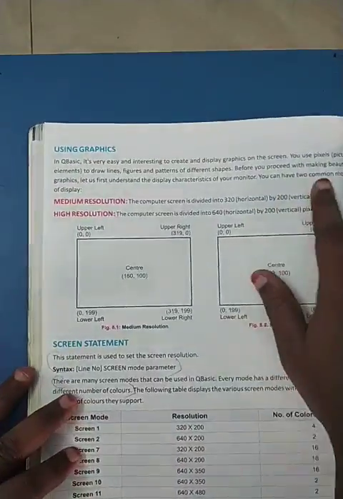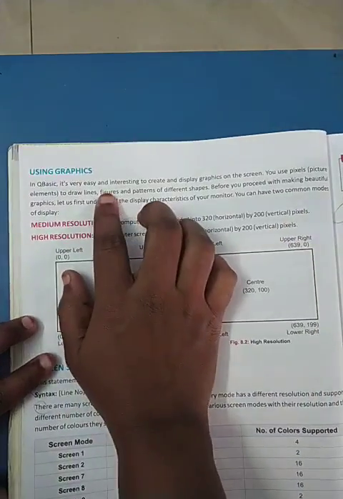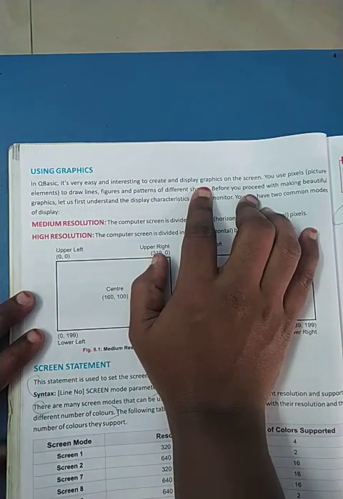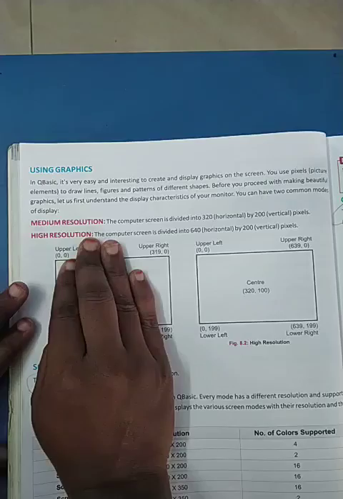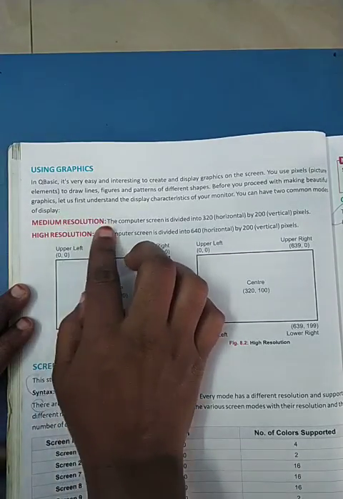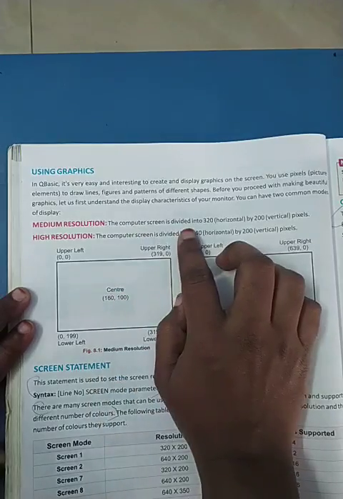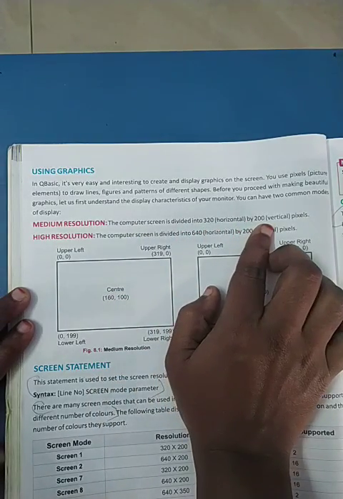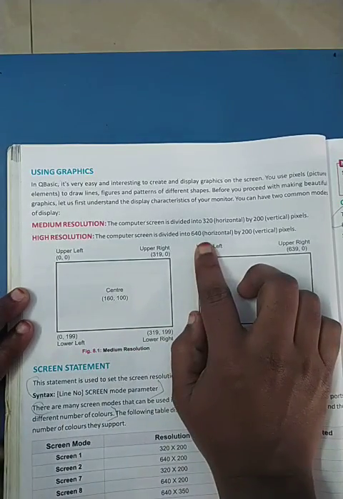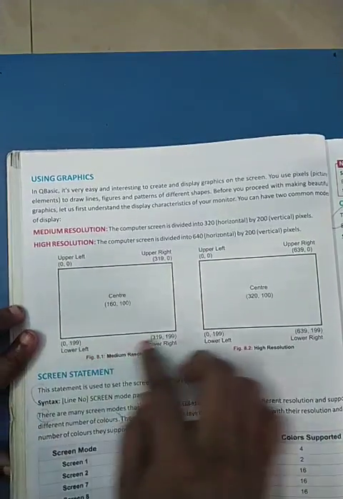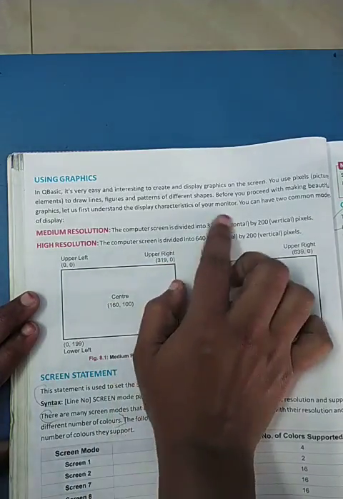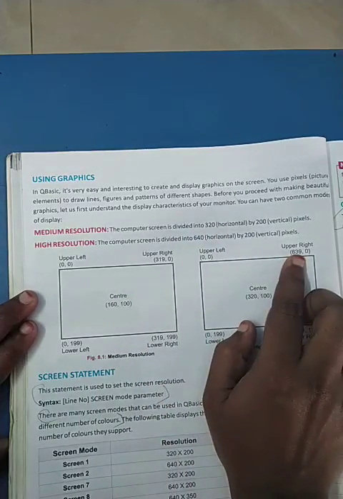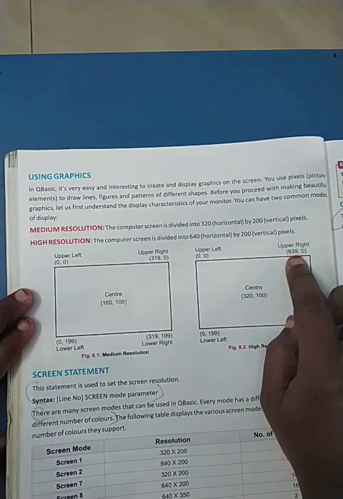Now coming to the graphic statements, that is how we are going to use graphics. It is easy to create and display graphics like drawing rectangles or giving color shades. For this, the first thing is we are going to check the resolutions. If it is medium resolution, the computer screen is divided into 320 by 200 pixels. If it is high resolution, it is 640 by 200 pixels. If this is the upper left corner 0,0, the right will be 319,0 for medium resolution, whereas for the high resolution it will be 639.